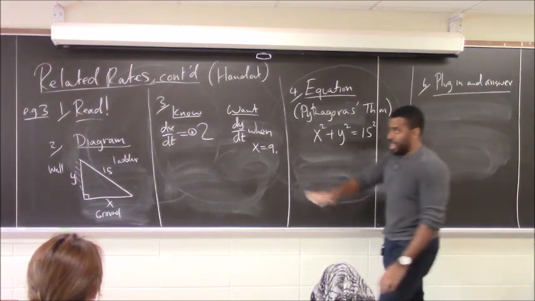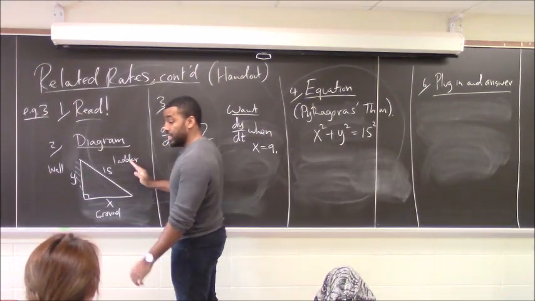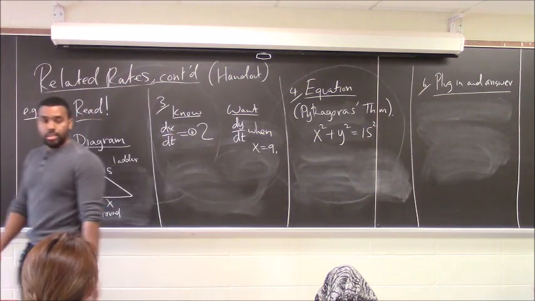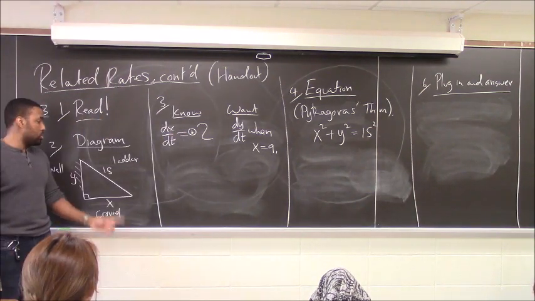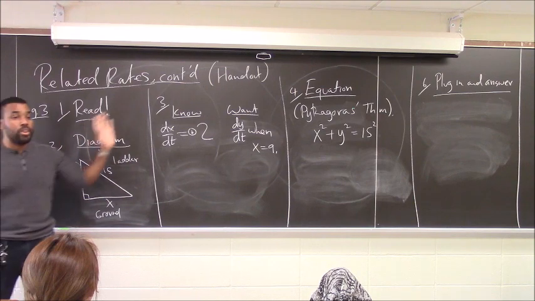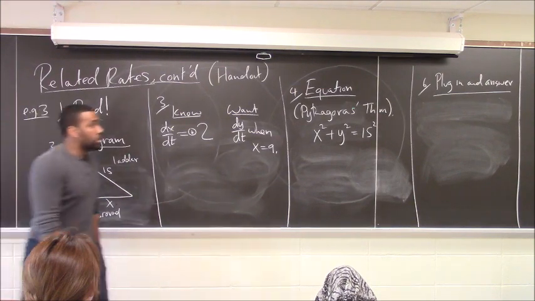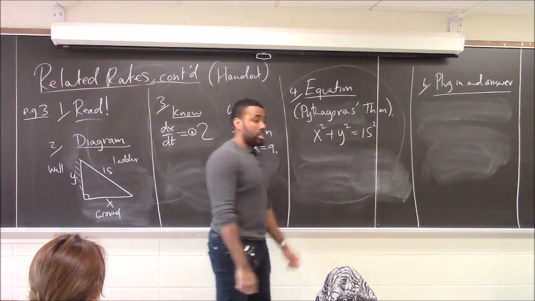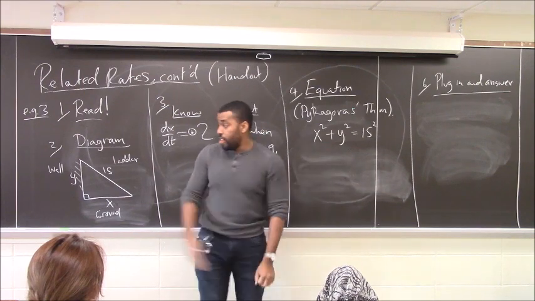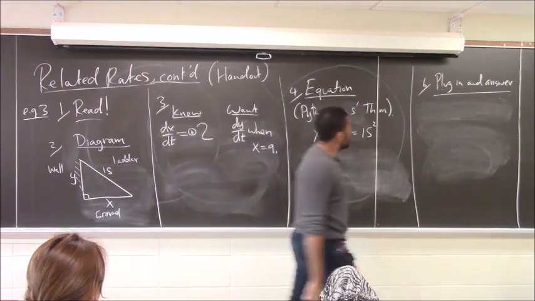So again, everything is very important. Read carefully, label your diagram carefully. Things that change, label with variables. Things that do not change, label with constants. It will prevent headaches down the road. Okay, so that's our equation, Pythagoras' theorem, which seems the obvious choice based on this picture.